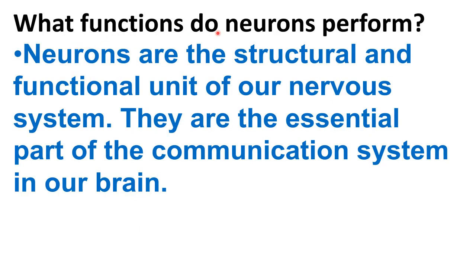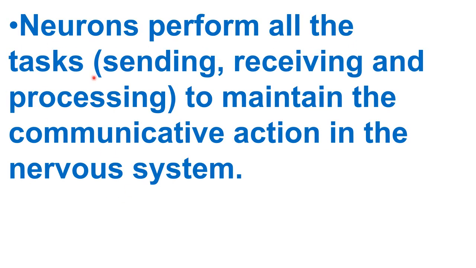Now what function do neurons perform? Neurons are the structural and functional unit of the nervous system. They are an essential part of the communication system in our brain. Neurons perform all the tasks of sending, receiving and processing to maintain communicative action in the nervous system.